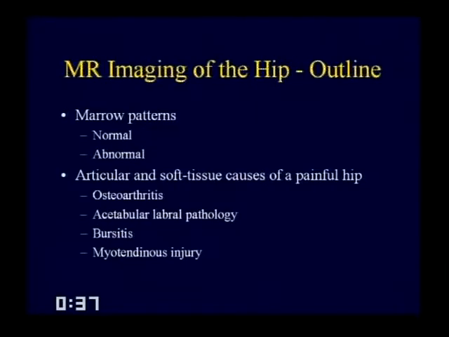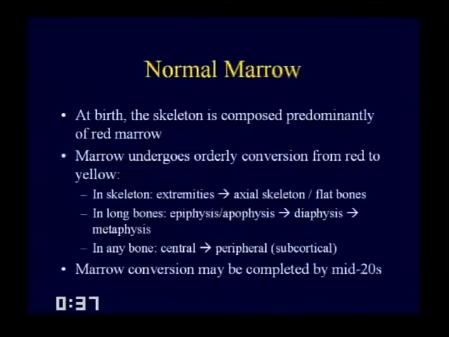At birth, as we all know, the skeleton is composed predominantly of red marrow, but this red marrow undergoes orderly conversion to yellow marrow, and there's several patterns that you should be aware of. In the skeleton in general, this conversion begins in the extremities and eventually makes its way to the axial skeleton and flat bones. In the long bones, this conversion begins in the epiphyses or apophyses, then moves to the diaphysis, and the last place to convert to yellow marrow is actually the metaphysis. And in any bone in general, the conversion starts centrally and works its way out peripherally toward the subcortical regions.